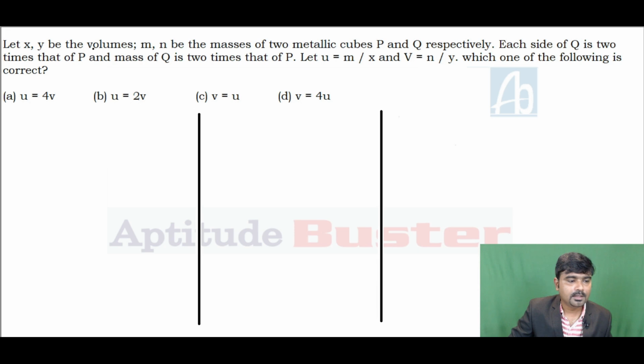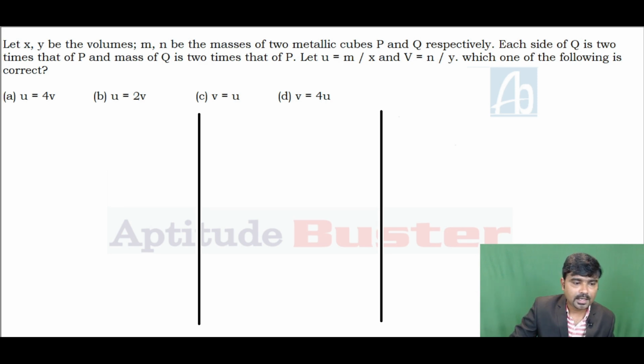Let X, Y be the volumes, and M, N be the masses of two metallic cubes P and Q respectively. Each side of Q is 2 times that of P, and the mass of Q is 2 times that of P. Let U equal M by X and V equal N by Y. Which one of the following is correct?